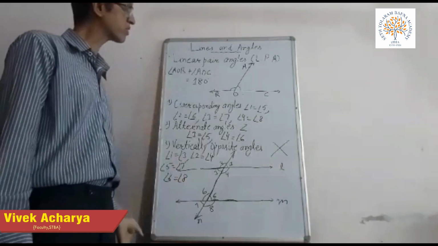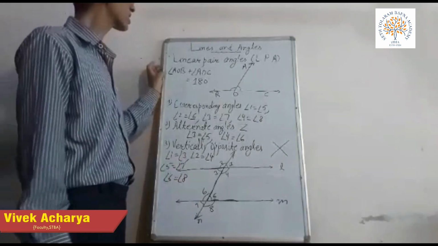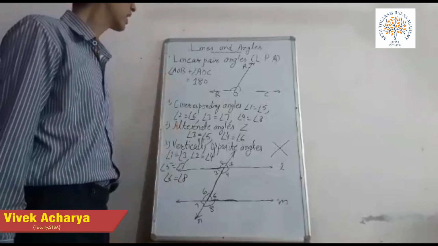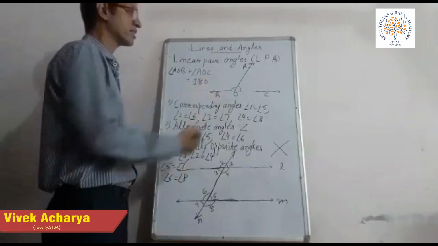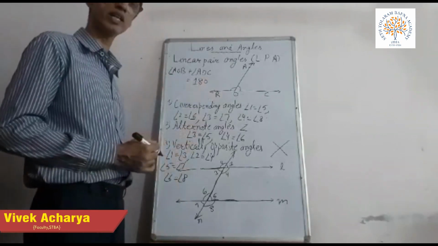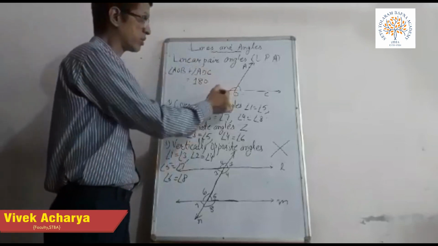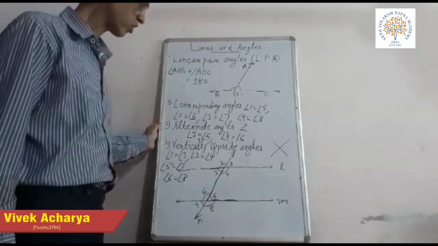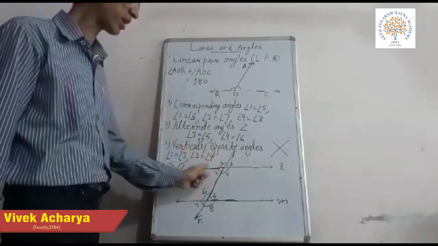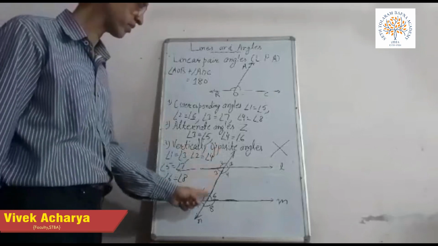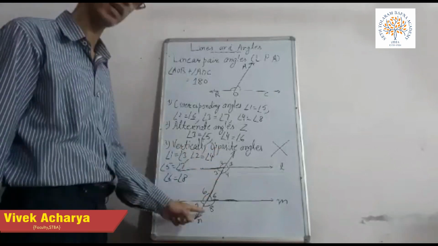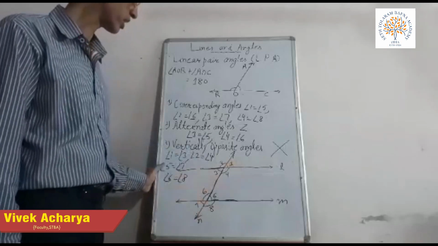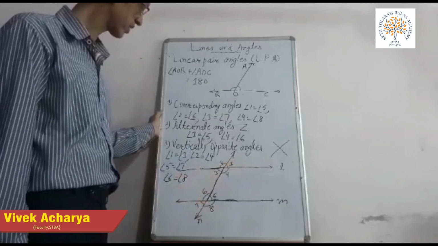So the summary: firstly I explained the linear pair angles, that is two adjacent angles whose sum is 180 degrees. Two adjacent angles are there, AOB and AOC. Then corresponding angles form on the same side of parallel lines, like 1 and 5, 2 and 6, 3 and 7, 4 and 8. They are corresponding angles. And if lines are parallel, then corresponding angles are equal.